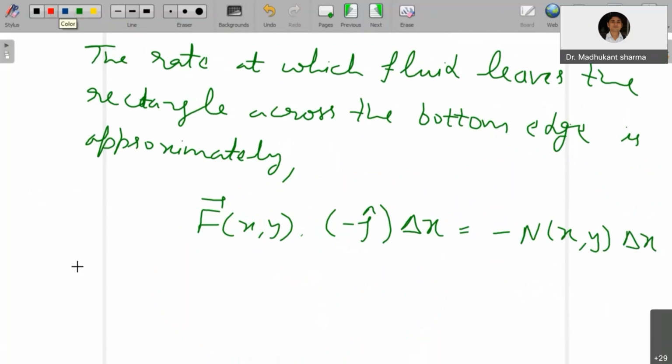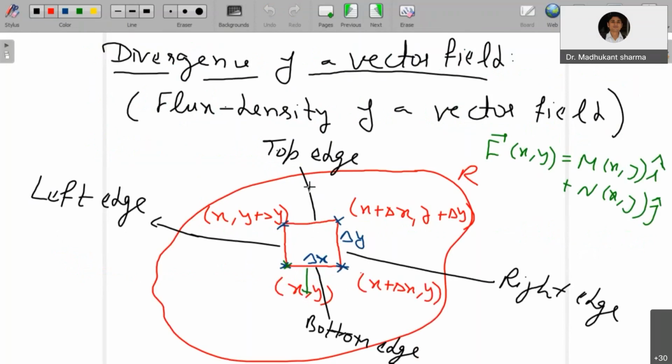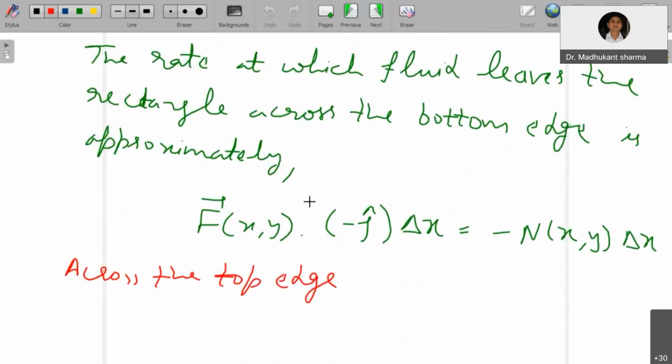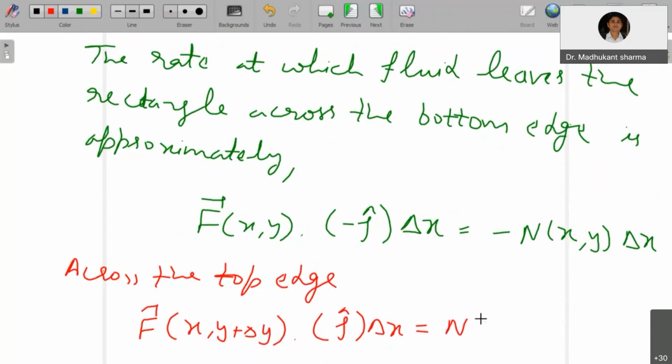Similarly, for the exit rate across the top edge, the outward normal is in the direction of the j component. So that is the velocity field at x comma y plus delta y, dot product with j, times the length delta x, and that is N of x comma y plus delta y, times delta x.